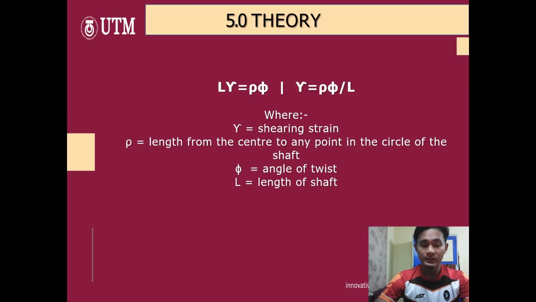Shearing can be measured by the angles formed by the sides of the element, where we can see in the equation in the slide: length times shear strain is equal to the length from the center to any point in the circle of the shaft times the angle of twist, which is L times lambda equals rho times theta. So we can simplify the equation: lambda is equal to rho theta divided by L.